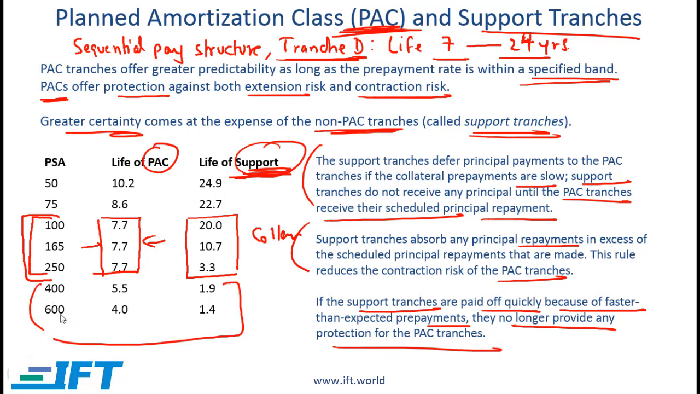If the prepayments are faster than 250, then the life of the PAC will be lower than 7.7 years. At the other end of the spectrum, if the prepayments are lower than 100, then the life of the PAC will be extended. But the major point here is that with the PAC structure, we have greater predictability in terms of the life of the PAC, and that predictability comes at the expense of the support tranche.